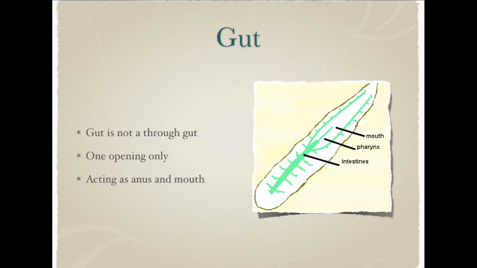The gut is present, but it is not a through gut. The flatworm only has one opening, which acts as both the mouth and the anus.